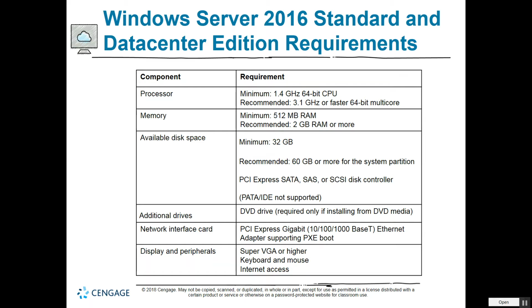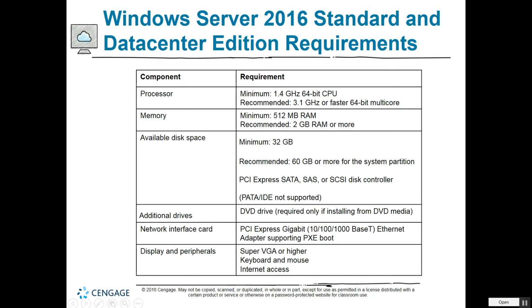So we've got requirements for Data Center Edition and Standard Edition. Now, we've got to have a minimum of a 1.4 gigahertz 64-bit CPU. That's the bare minimum; they recommend at least 3.1 gigahertz. It won't run with anything less than 512 meg of RAM, which is, by today's standards, totally insufficient. We'd have a minimum of 2 gig of RAM or more.